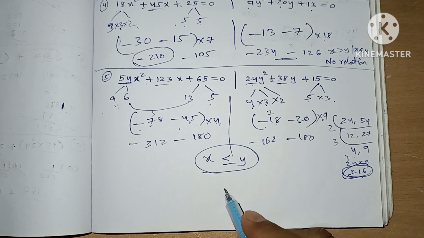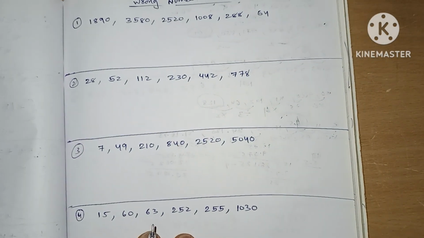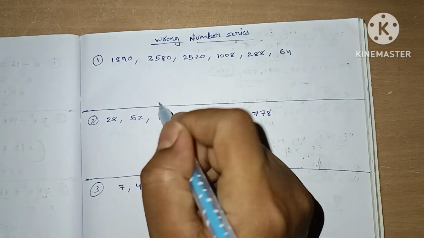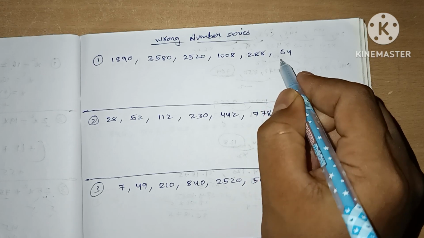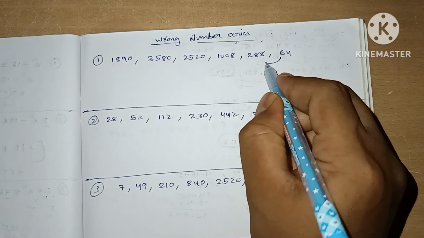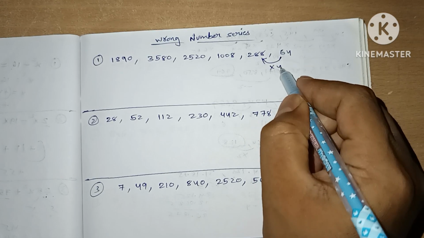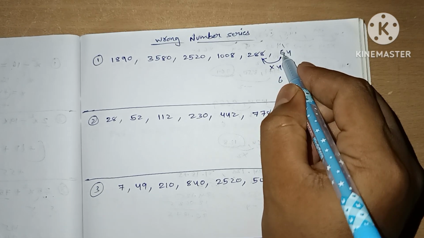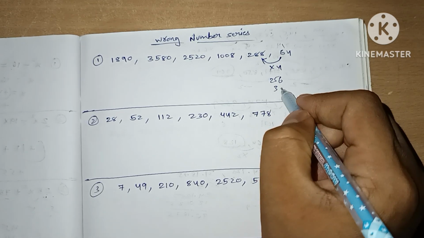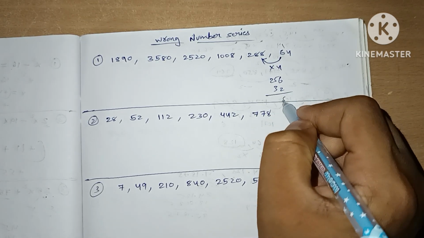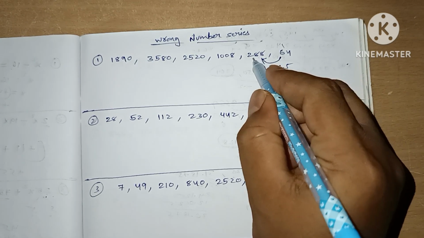Okay, this is the last one answer. Now we are going to see wrong number series questions. First question. Here we are going to see that in reverse order it is nearly 4 times. 4 times is 16. For 6 times, 24 and 25. Let's take half of this, 32. 32, we get 8, 8 and 2. So in reverse order it is into 4.5 times, which is 288.